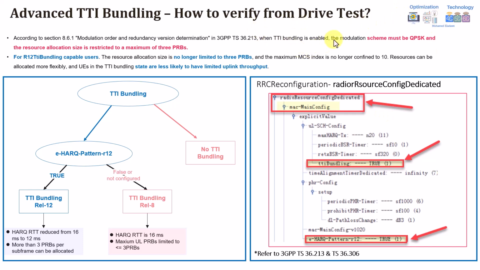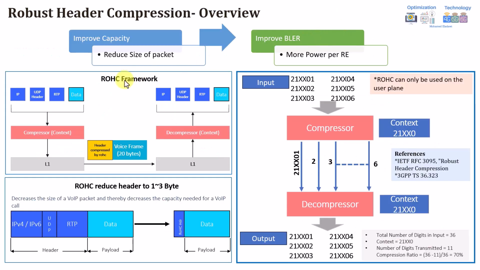Now let's move forward to the second feature, which is robust header compression. Okay, now it's about robust header compression. This is also a standard feature which is usually enabled by default. You just need to check or make an audit for your network, but usually this is enabled.